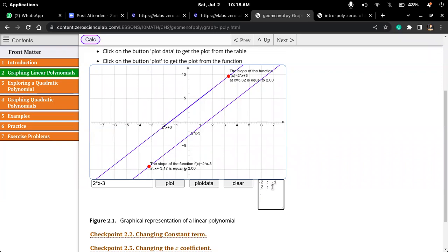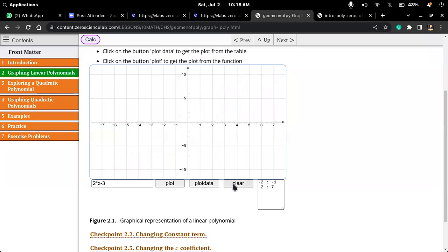So here both are provided, whether you want to plot the graph from a table of values or from a function. Both are given. Suppose something goes wrong, then you can clear everything and start afresh. Plot data is for plotting the graph from the table of values so that they can compare whether that table of values and the function are exactly one and the same.